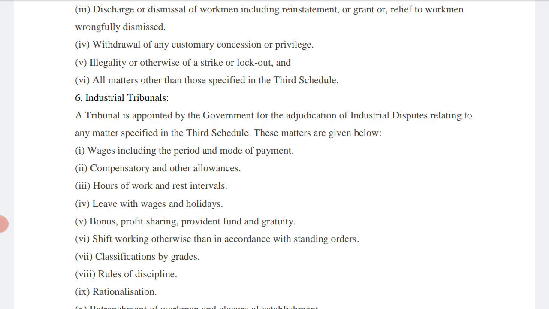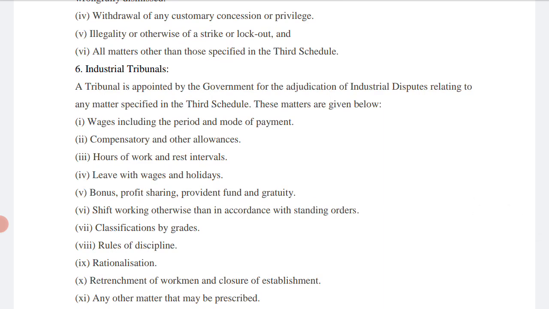Okay, then industrial tribunal. A tribunal is appointed by the government for the adjudication of industrial disputes. To solve the industrial dispute itself, a tribunal is appointed relating to any matters specified in the third schedule.